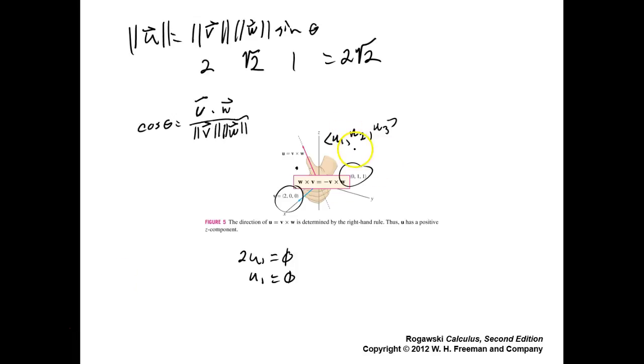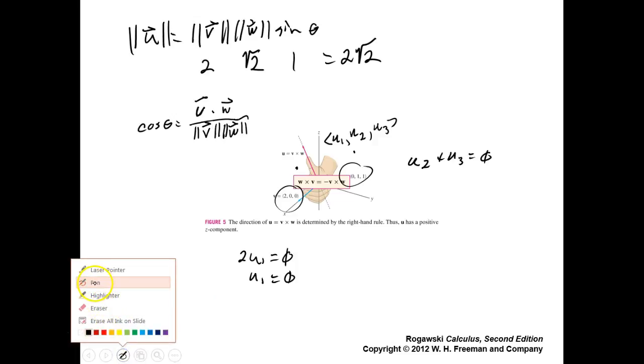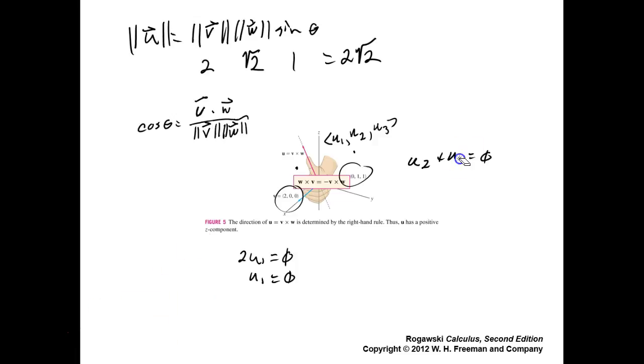Okay? We also know that the dot product between these two vectors is 0. Well, U1 times 0 is 0. We know that. So that says that U2 plus U3 is equal to 0. No, I'm sorry. Wait. Goodness gracious. All right. That may have been right, but okay. The dot product between these two is 0. Yeah, that was right. U2 plus U3 is equal to 0.